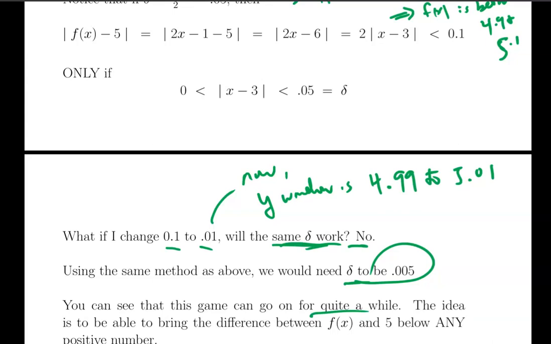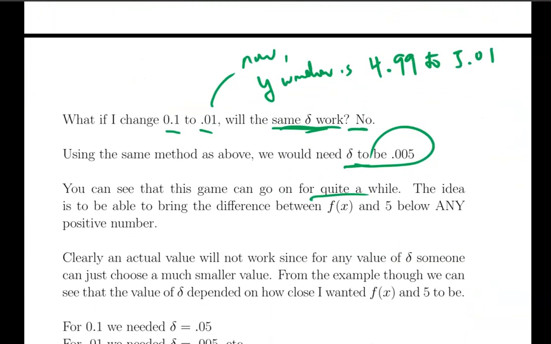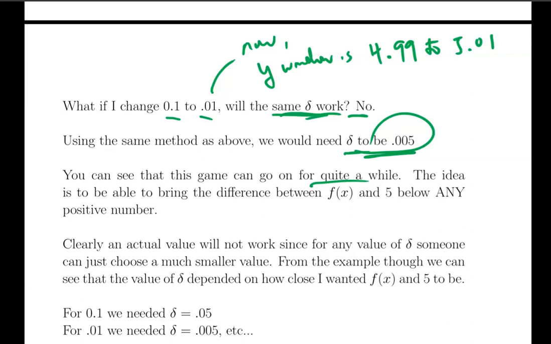That's not the point. What's the point? The point is, how do we find one in general? How do we find one so that no matter what epsilon someone gives you, the delta will always work? Well, in order for that to work, obviously it can't be a number. It has to be related to the epsilon. So notice in this first example, how did we find delta? We took epsilon and divided it by 2. Guess what works in the second one? The same deal.